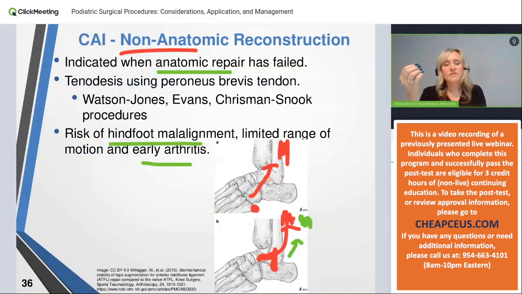Now, surgical procedures have come so far with the different types of anatomic repairs and the different ligament reconstructions. We're seeing less of these non-anatomic repairs, but I want to make sure that I cover it so that if you do encounter that patient, you are aware of it.